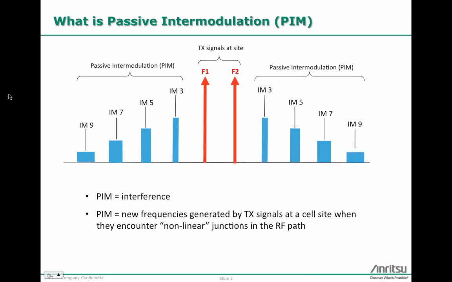But because of these nonlinear junctions or nonlinear materials in the RF path, we get a mixing of those frequencies and creation of all these other frequencies. And the thing that's important to remember is that any of those frequencies could be an interferer with the receive system, one or more of the receive systems sharing that RF infrastructure.